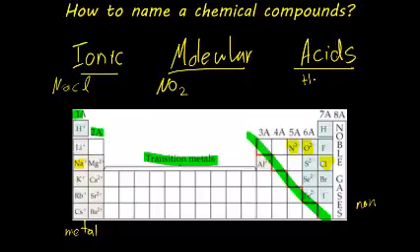What about HCl? As we said earlier, if the compound starts with a hydrogen, it's an acid. H2SO4. This one is an acid as well. So let's go ahead and name each type of these compounds.